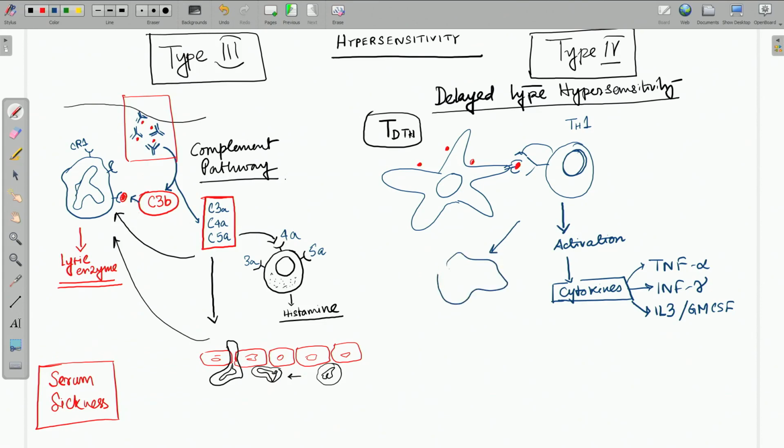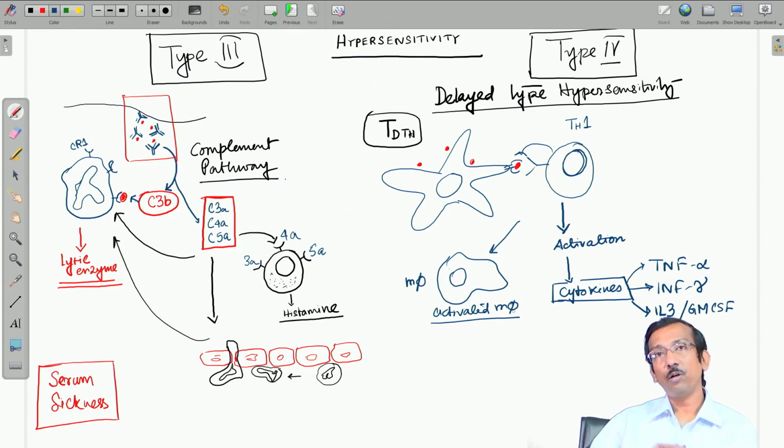This interaction can in turn activate a macrophage. An activated macrophage can in turn produce a lot of cytokines, and there are many pro-inflammatory cytokines being released that can lead to inflammatory responses. So, they can lead to local swelling, redness, itching, and all these things can occur, and you can see a delayed response to such an antigen.